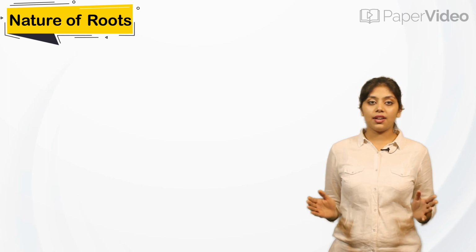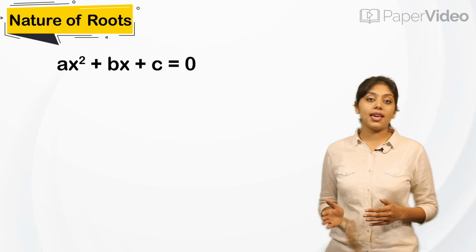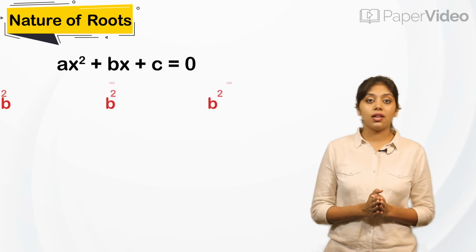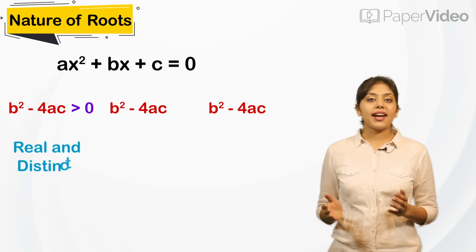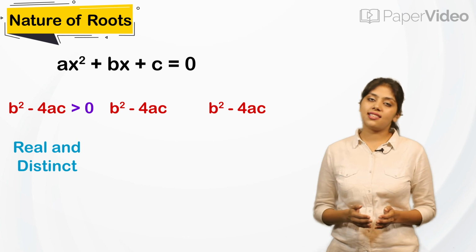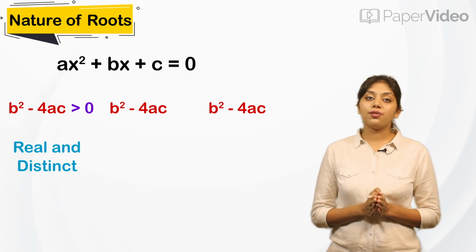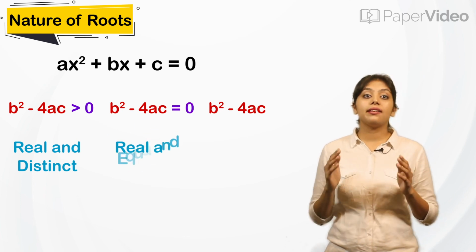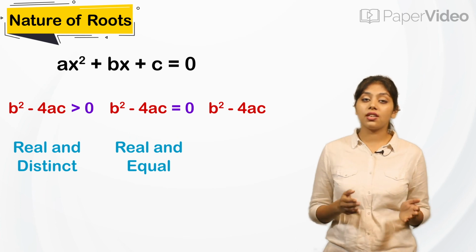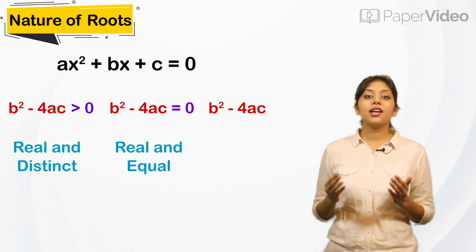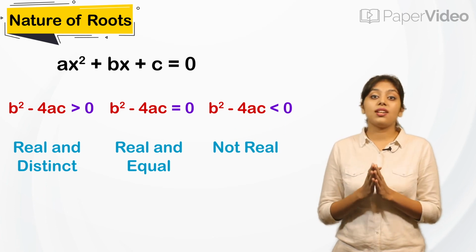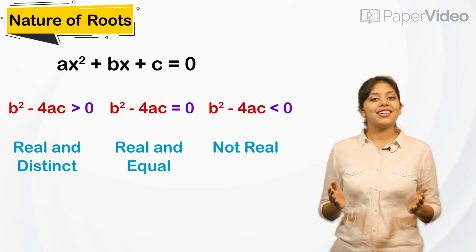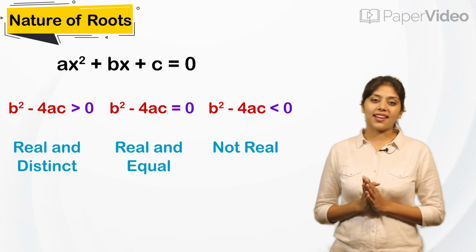For a quadratic equation, ax² + bx + c = 0, if the value of discriminant is greater than 0, then the quadratic equation has two real and distinct roots. If the value of discriminant is equal to 0, then the quadratic equation has two real and equal roots. If the value of discriminant is less than 0, then the quadratic equation has no real roots. These are the nature of roots of a quadratic equation.